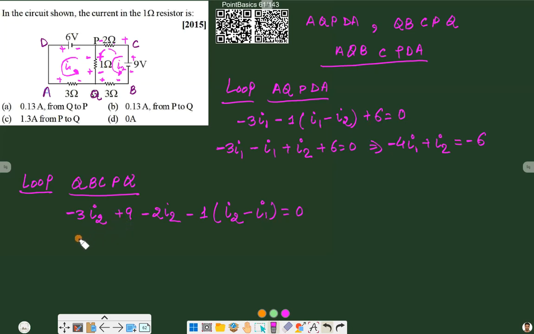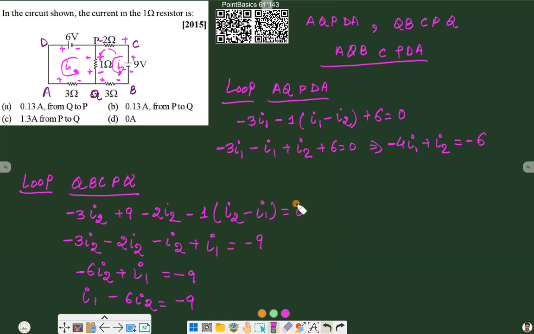So solving it further, taking 9 to this side, this will be minus 9. So minus 2 I2 minus I2 plus I1 is equal to minus 9, and this comes to minus 6 I2 plus I1 is equal to minus 9, and we can write it like I1 minus 6 I2 is equal to minus 9.